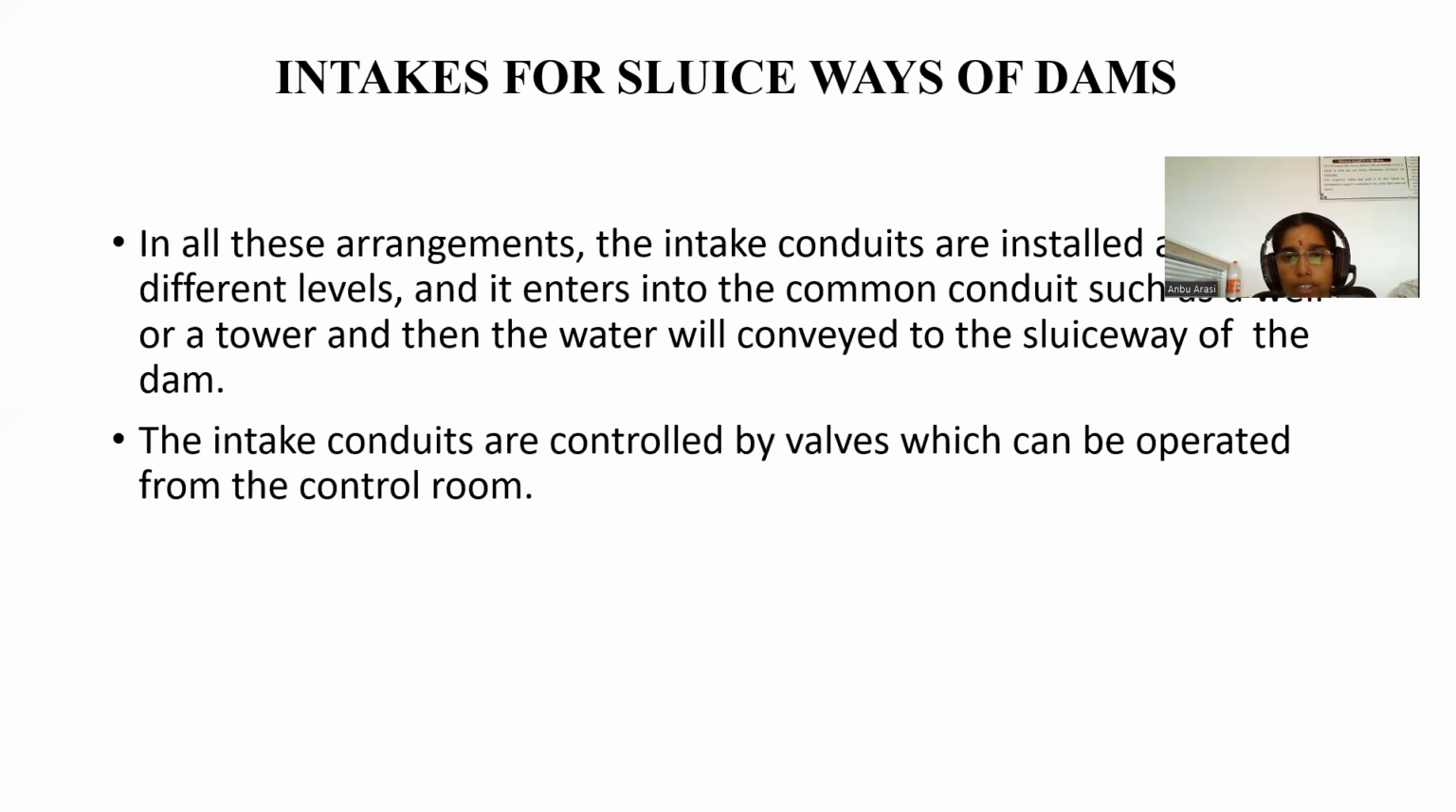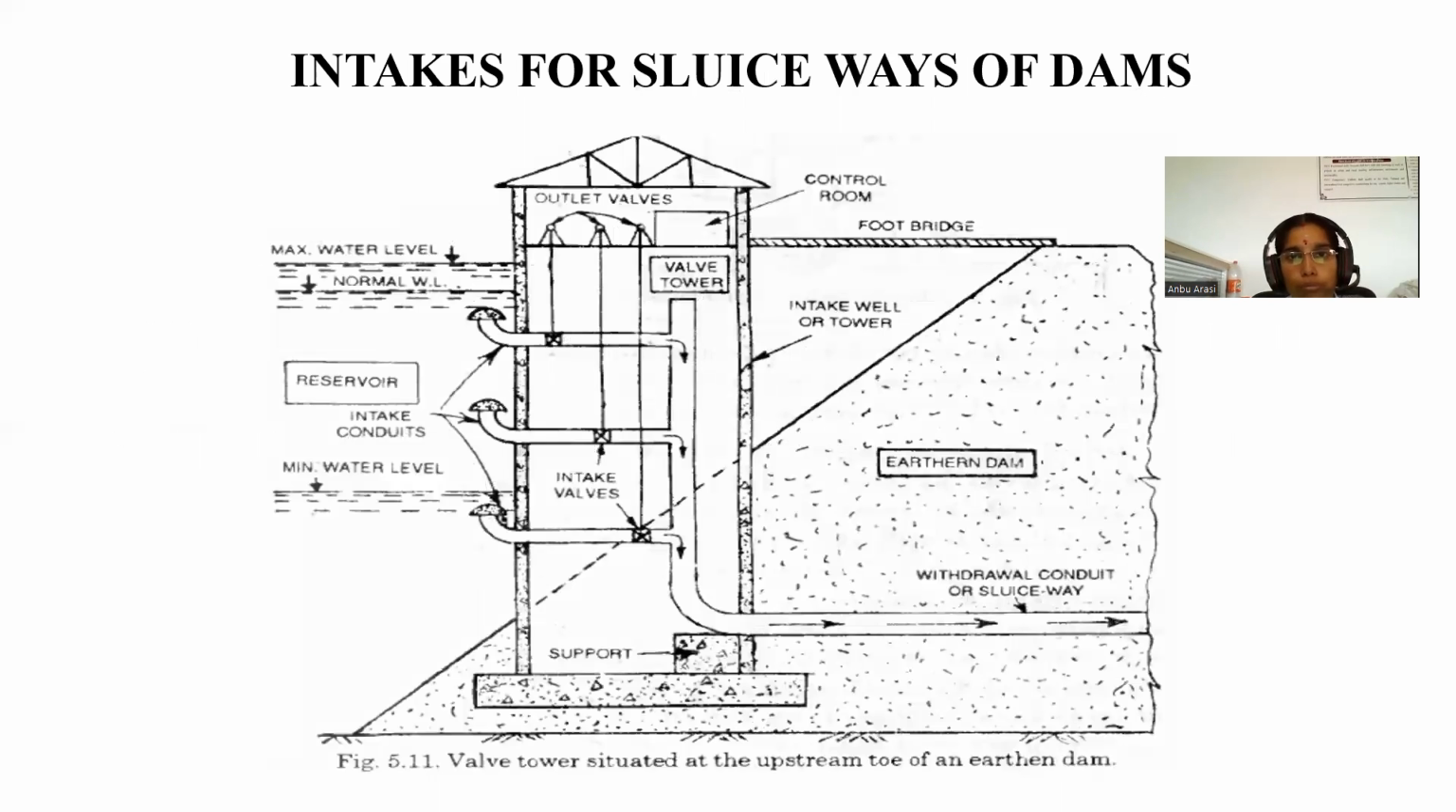In all these arrangements, the intake conduits are installed at different levels and enter into a common conduit, such as a sluice way or a tower, and then the water will continue to the sluice way of the dam. The intake conduits are controlled by valves which can be operated from the control room. This is the intake for sluice ways of dams.